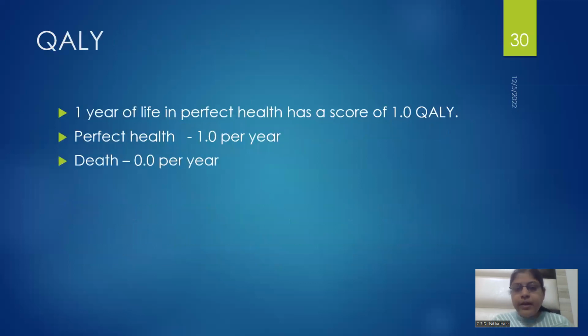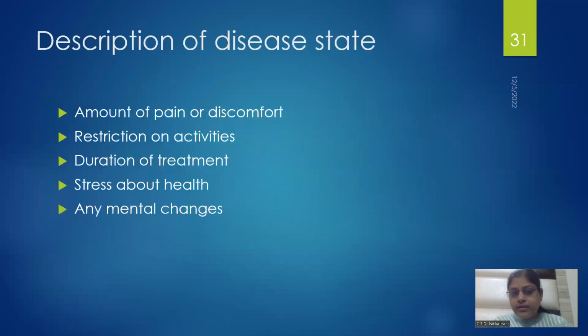One year of life in perfect health has a score of one quality adjusted life year. Perfect health is 1 per year, death is 0 per year, and a disease patient falls between 1 and 0. For a disease patient, the quality adjusted life year will be between 1 and 0.